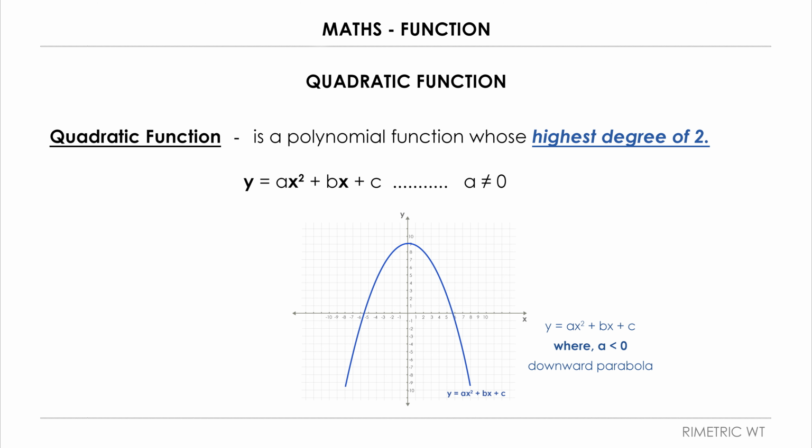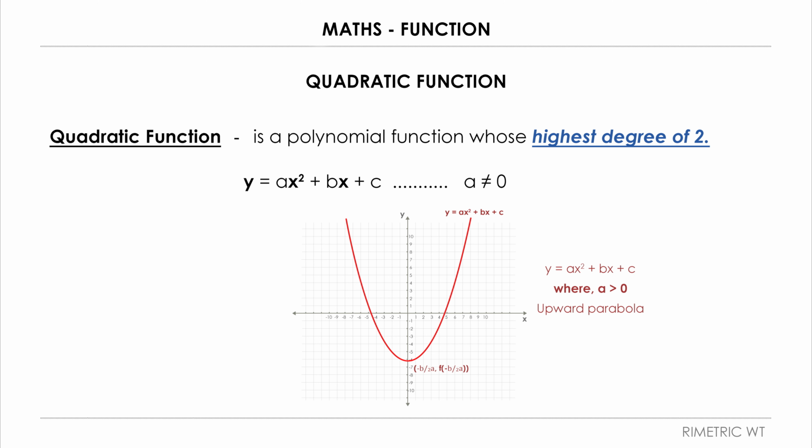In both cases, the minimum or maximum point of the parabola occurs at the vertex, whose x-coordinate is found by substituting x equals negative b divided by 2a. For the quadratic function y equals ax squared plus bx plus c, substituting this x value into the function gives the corresponding minimum or maximum value of y. We will learn how this formula is derived in a calculus course.